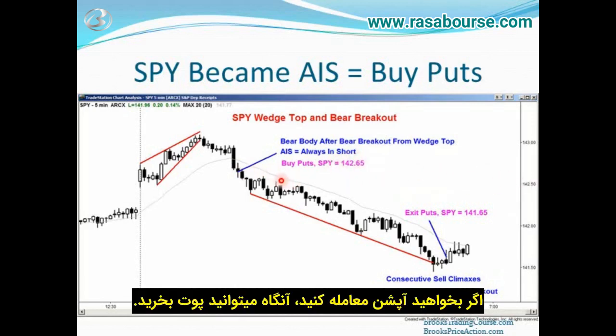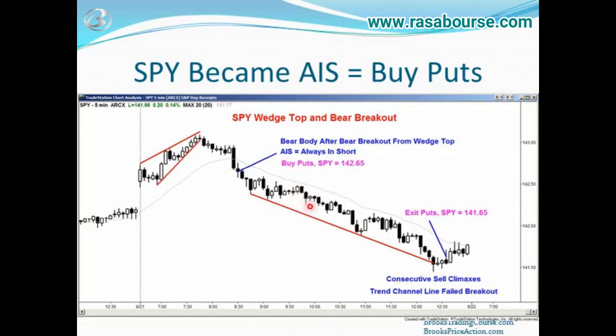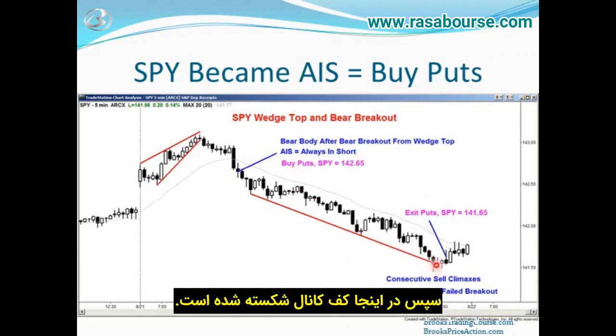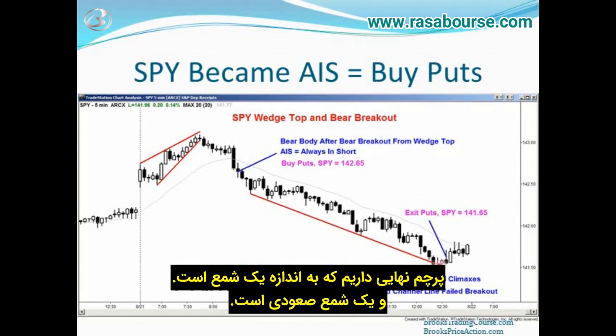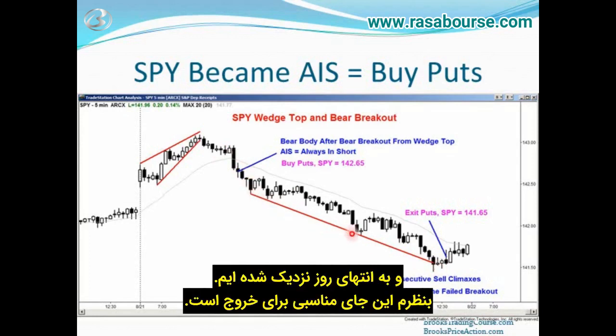The spider is at 142.65 at this moment, right? If you wanted to trade options instead of the spider itself, you could buy puts. And when would you exit the puts? Well, we had a series of consecutive sell climaxes. We broke below the trend channel line, and we're trying to reverse up. We have a 1-bar final flag, a bull reversal bar. We have a bear spike with 3 pushes down, and we're getting near the end of the day. To me, this would be a good location to exit.